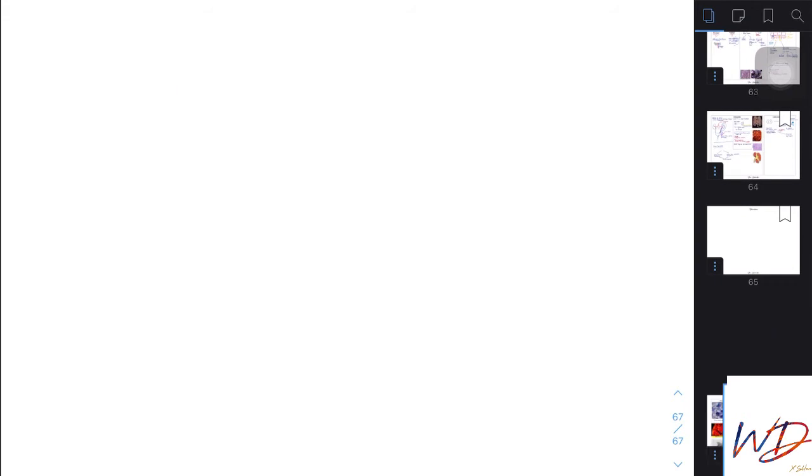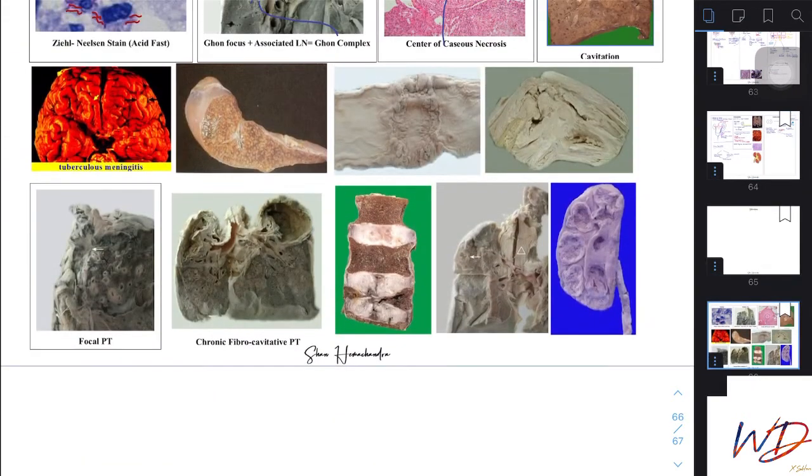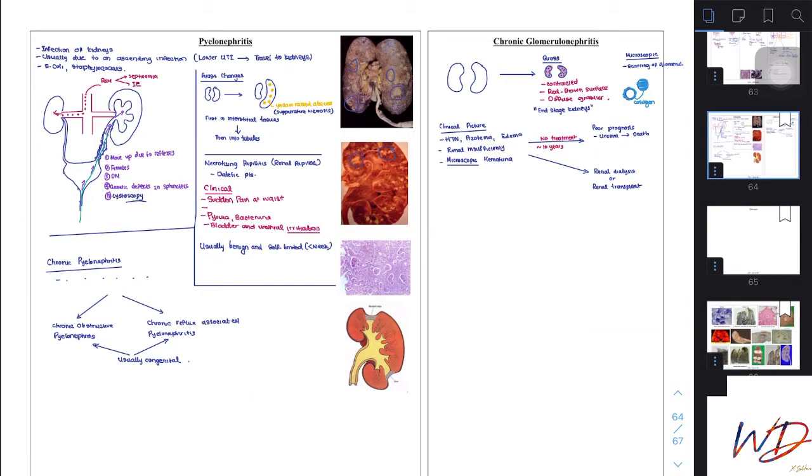I need an empty page here. Sorry, what just happened?